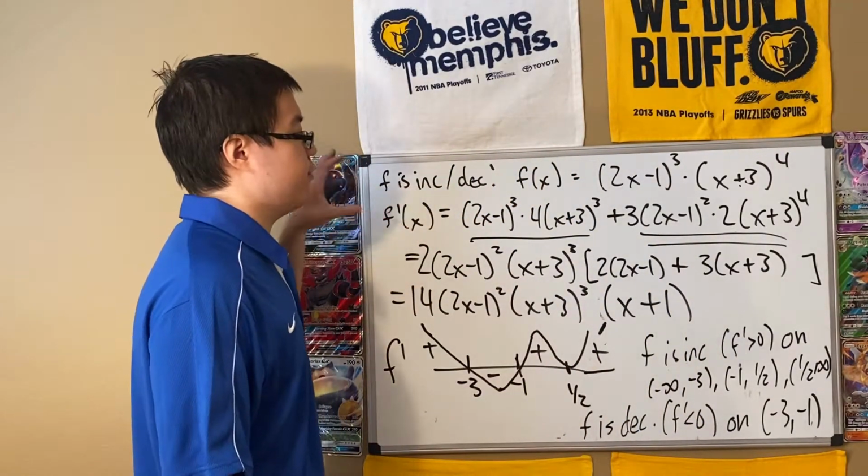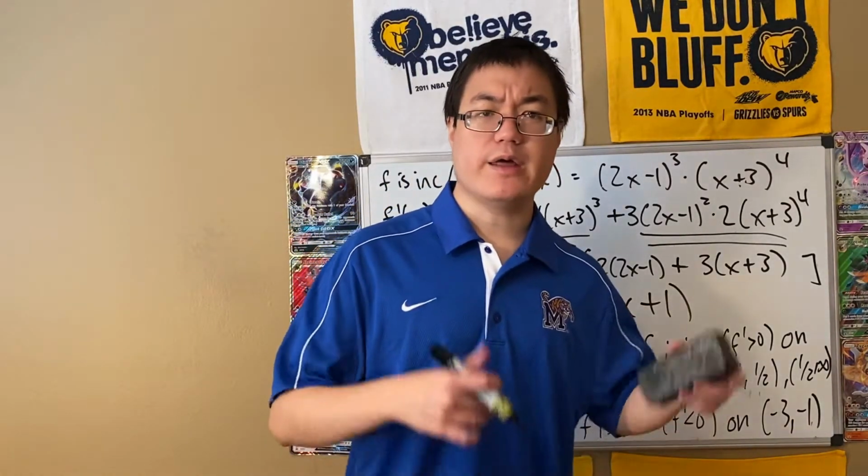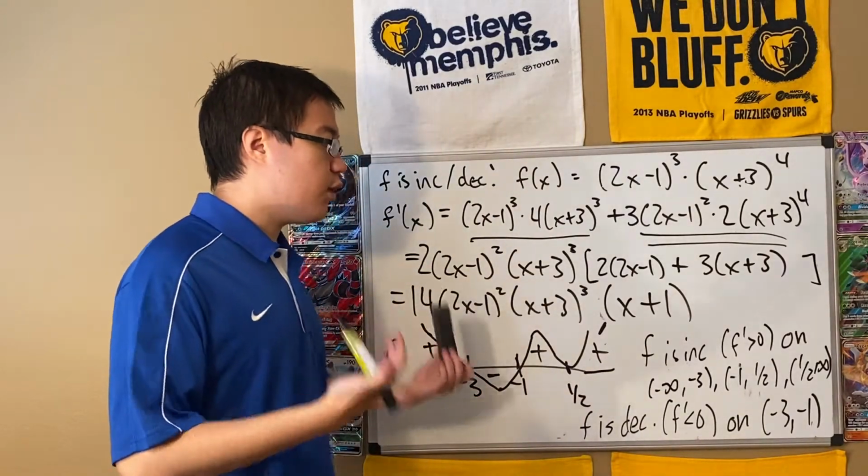Take the derivative with product rule and chain rule. Factor as much as possible, no matter how many algebra steps you need. And then hopefully you know how to draw sign charts. If you don't, watch our previous video.